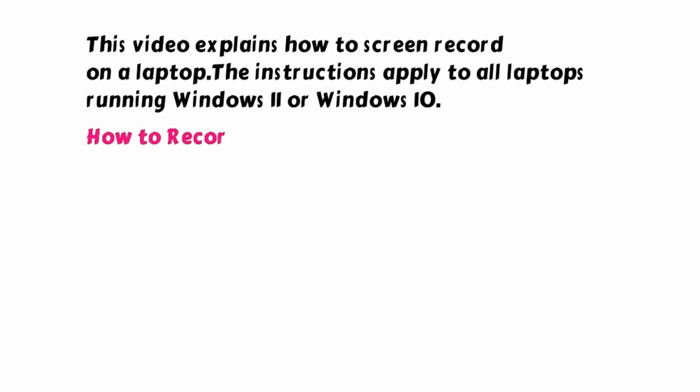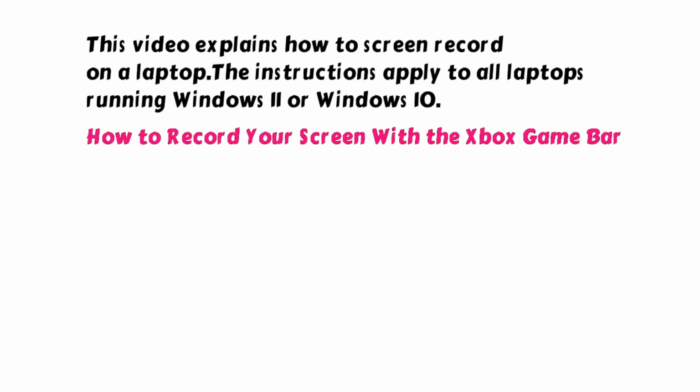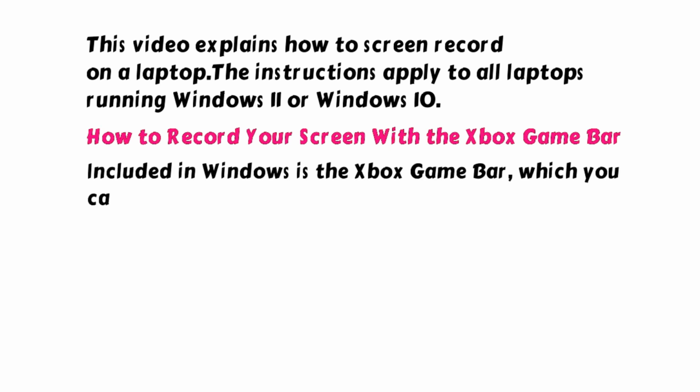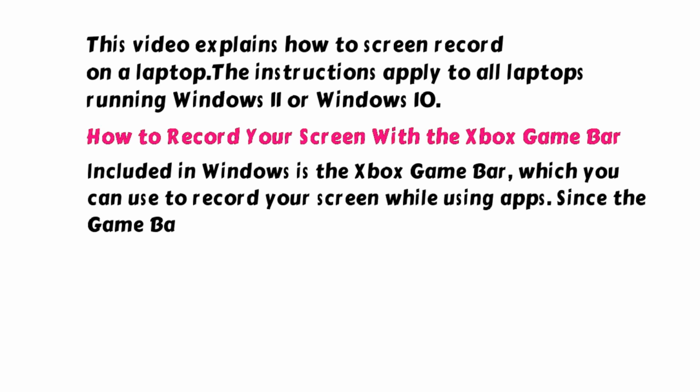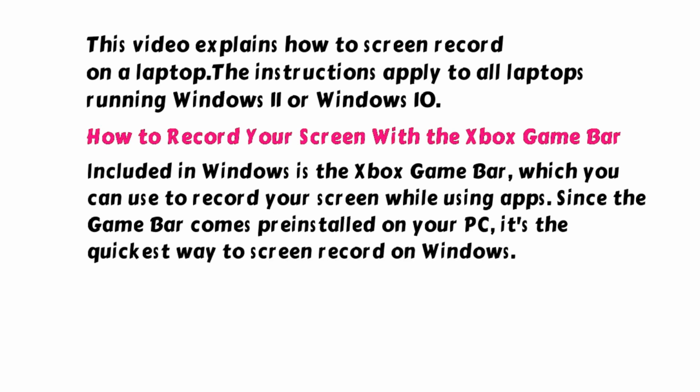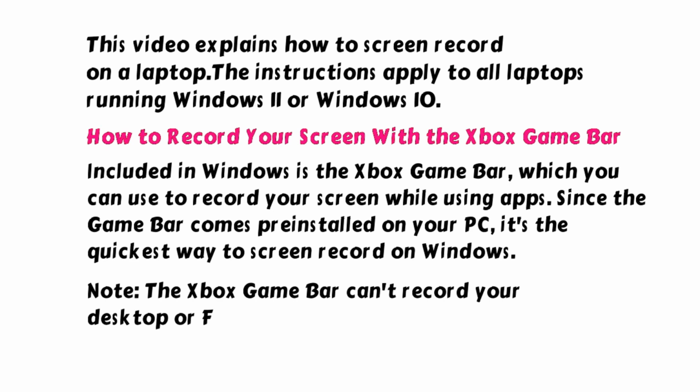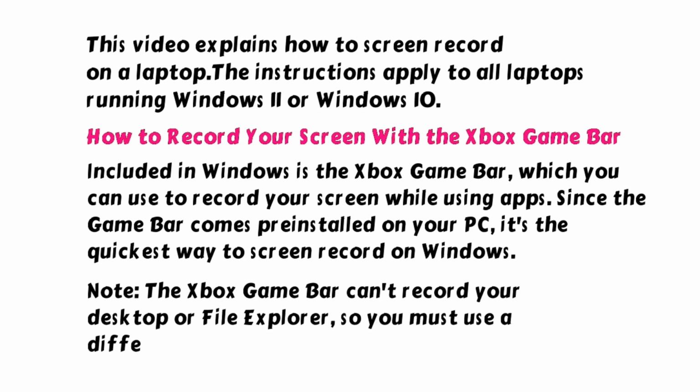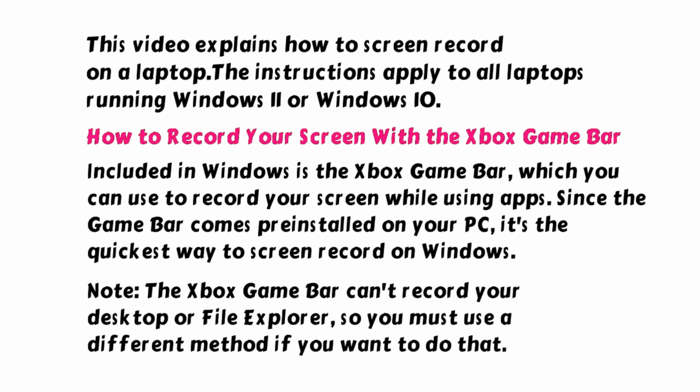How to record your screen with the Xbox Game Bar. Included in Windows is the Xbox Game Bar, which you can use to record your screen while using apps. Since the Game Bar comes pre-installed on your PC, it's the quickest way to screen record on Windows. Note, the Xbox Game Bar can't record your desktop or File Explorer, so you must use a different method if you want to do that.